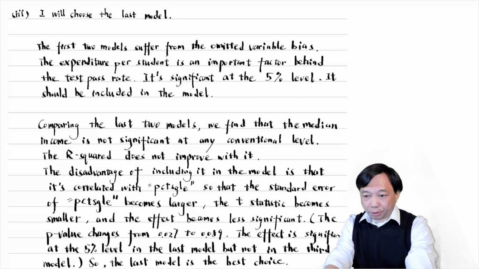The p-value changes from 0.027 to 0.089. The family structure effect is significant at the 5% level in the last model, but not in the third model. So, the last model is the best choice. Using the last model, the 95% confidence interval of the estimate is from minus 0.489 to minus 0.029.